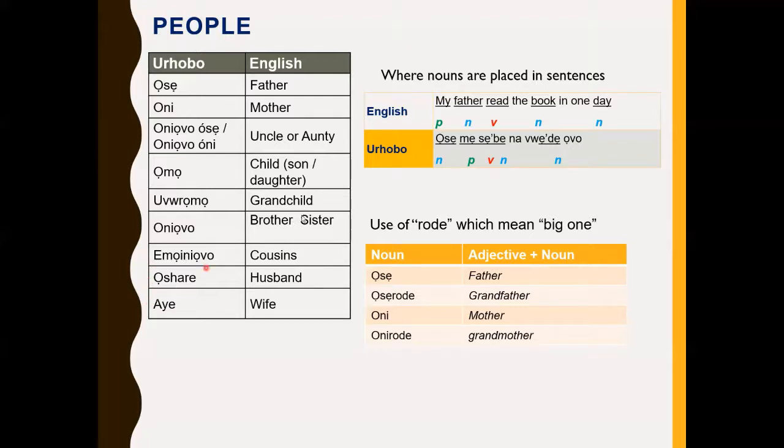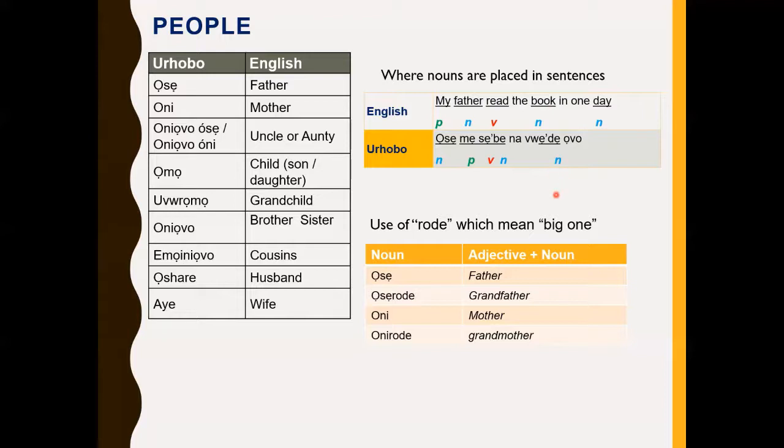Now here is an example to show you the positioning of nouns in sentences. In this example, I want to say, my father read a book in one day. You can see the pronoun, my, the noun, father, and the verb there.